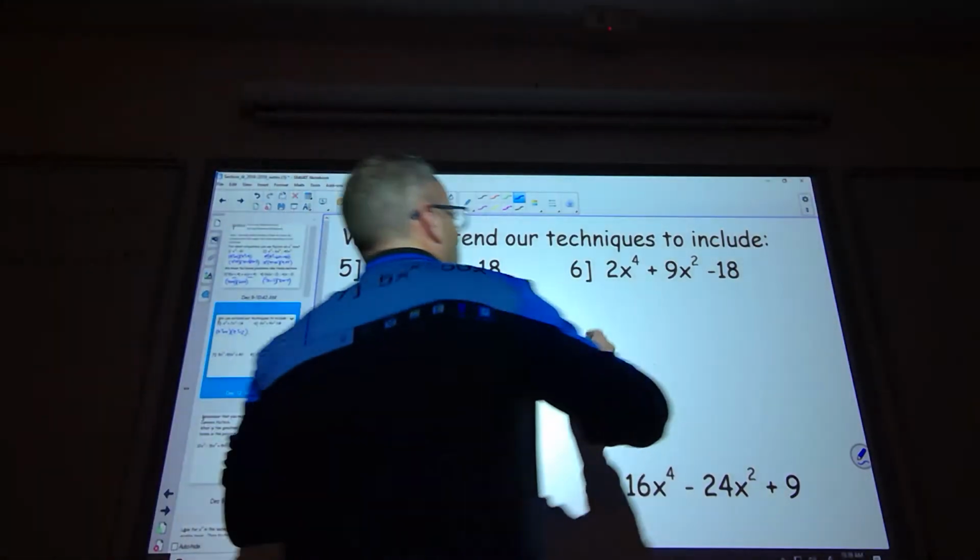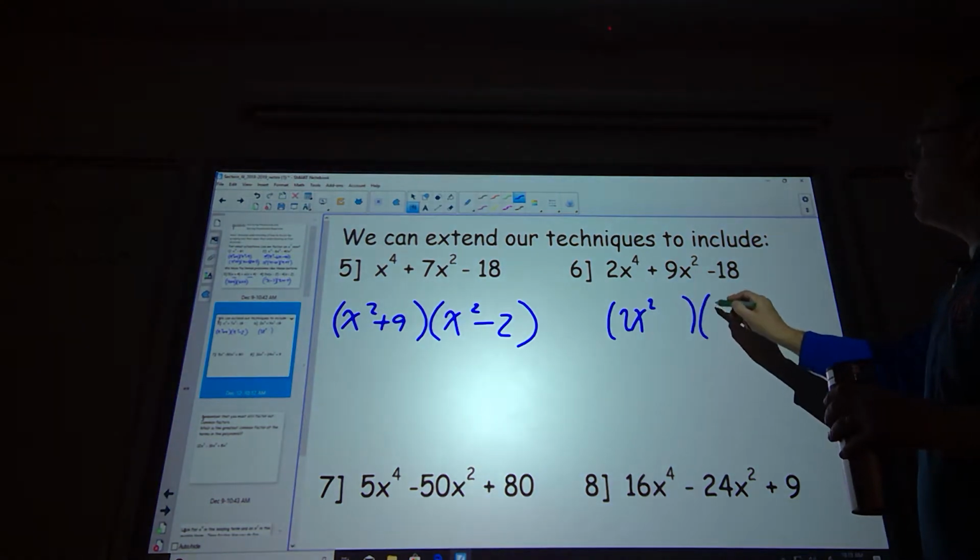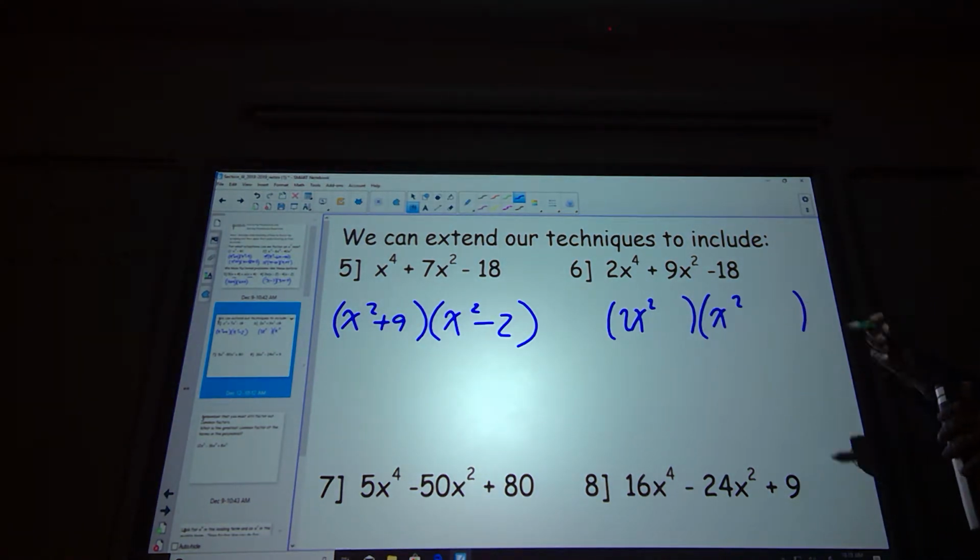And then on this one, use our factoring techniques that we know. That should be good. And then I'm thinking 9 and 2 work. 9, 2, no. 9, 2, no.